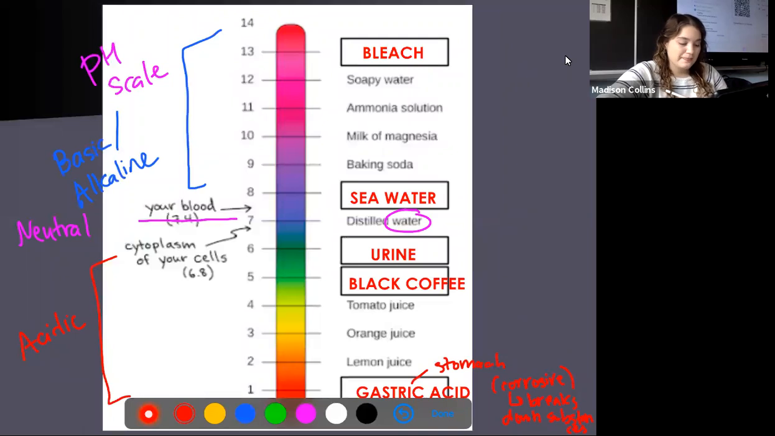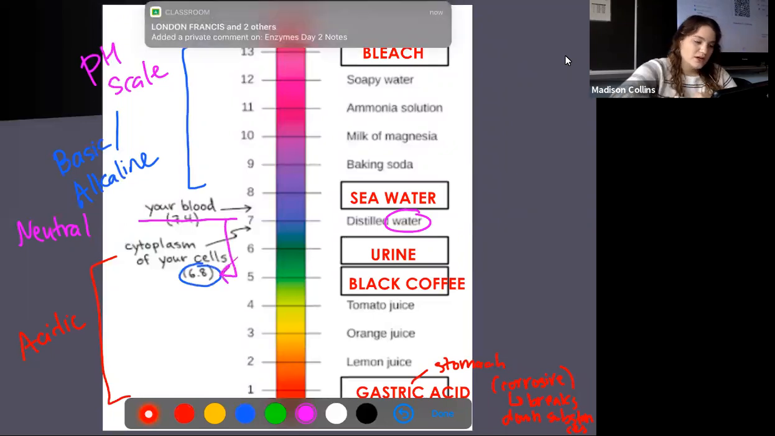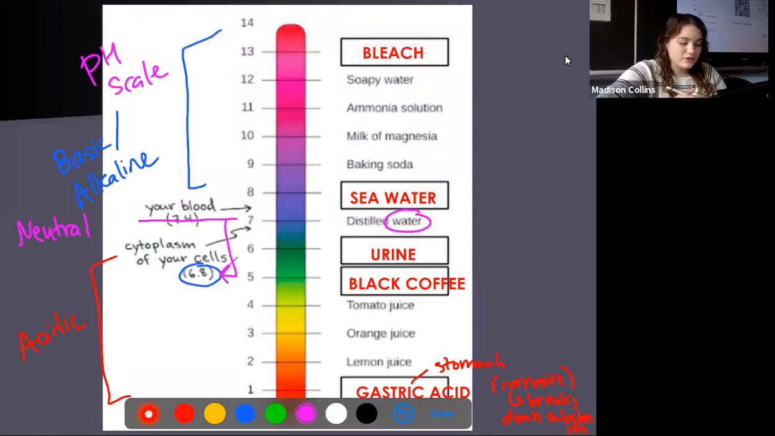Ooh. All right. Now, two more important things to note is that the cytoplasm of your cells has a pH of 6.8, which is super close to 7, remember? And that's because, remember, we've learned that cytoplasm is mostly composed of water. So it makes sense that it has a pH of almost 7, because it's composed of so much water. Same thing with your blood. Your blood has a pH of 7.4. Once again, it's almost exactly neutral, because that has so much water in it.